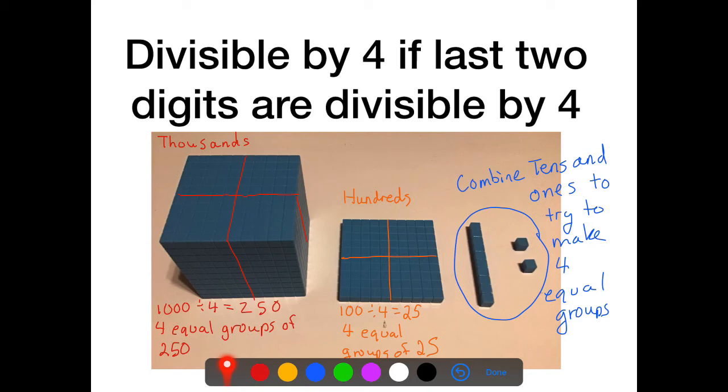We can ignore the hundreds because every 100 is 4 equal groups of 25. My 10, I can't break into 4 equal groups with a whole number in each group. So instead, now I have to look at the tens and the ones, combine these, and see if I can make 4 equal groups. In this case, I have 10, 11, 12. 12 is divisible by 4, 4 groups of 3, so this representation would be divisible by 4.